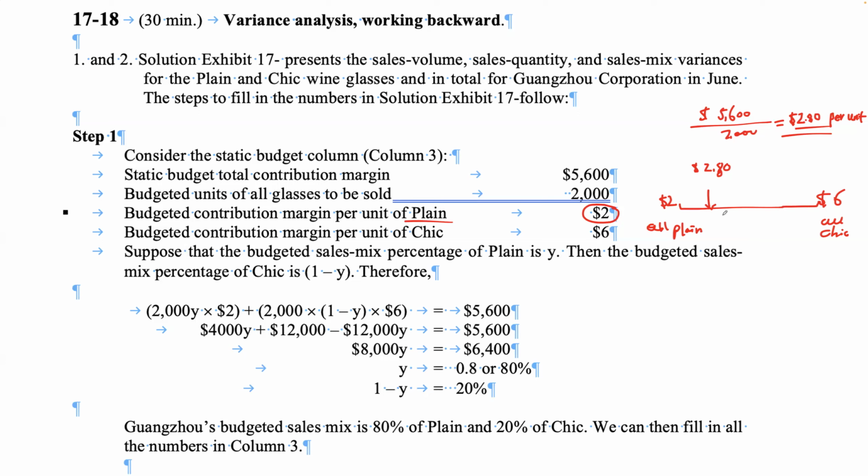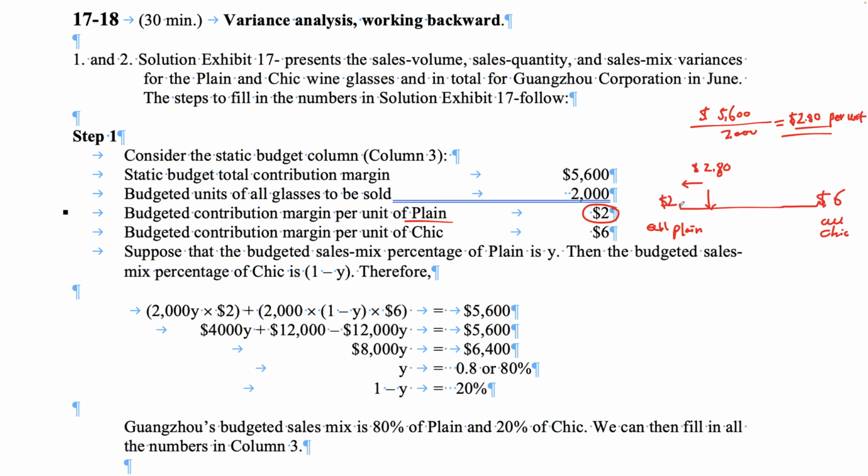Okay, let's see if you are very smart on this. The average is 2.8. It's between 2 and 6. So where do you think the weight is on? Will more of the weight be on plain or on check? Plain, that's good, right? Because this average is leaning towards 2, right?